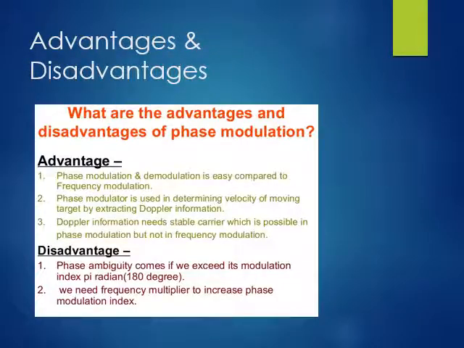What are the advantages and disadvantages of phase modulation? Advantages: phase modulation and demodulation is easy compared to frequency modulation. Phase modulator is used in determining the velocity of a moving target by extracting tabular information. Tabular information needs a stable carrier, which is possible in phase modulation but not in frequency modulation. Phase ambiguity comes if we exceed its modulation index by pi radian. We need a frequency multiplier to increase the phase modulation index.